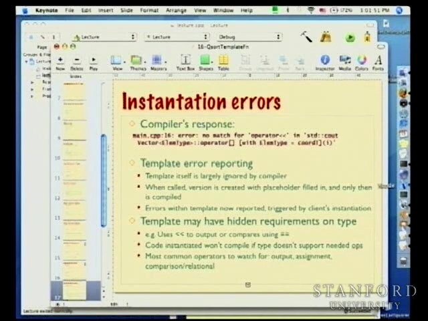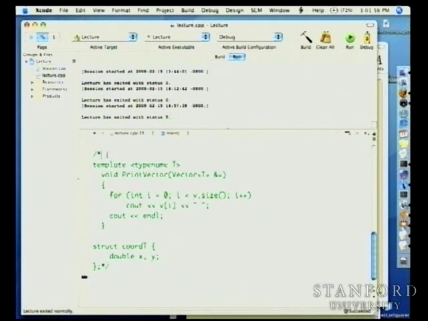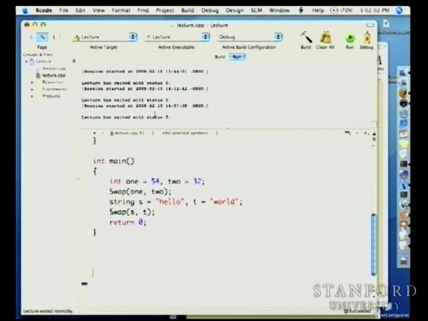So I have that piece of code over here. I can just show it to you. I just took it down here. This is print vector. And it's a little bit of template.